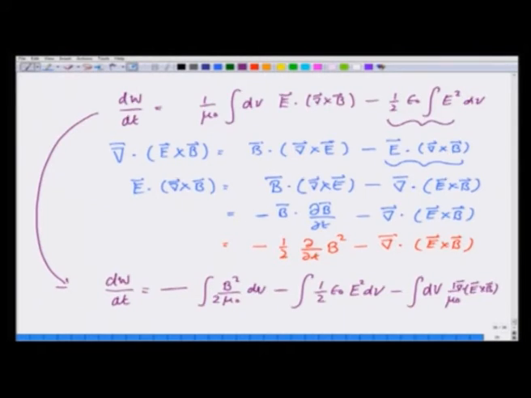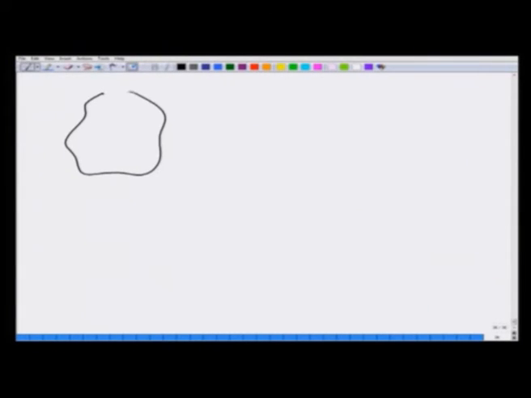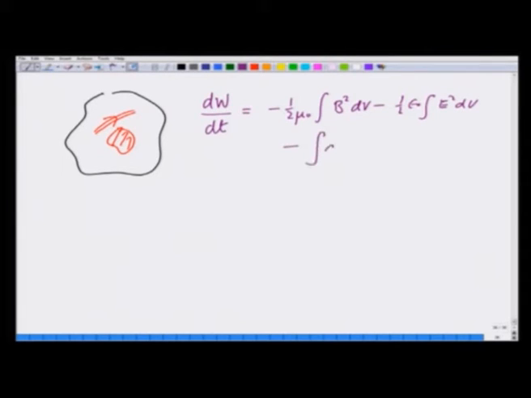Let us simplify them. So, again I am talking about this volume inside which there are these currents and charge densities, and what we have gotten is that the change of the mechanical energy inside is equal to minus integration of B square over 2 mu 0 dV minus 1/2 epsilon 0 E square dV minus the volume integral of 1 over mu 0 divergence of E cross B.